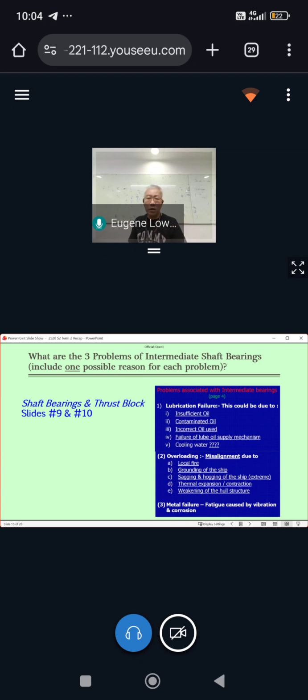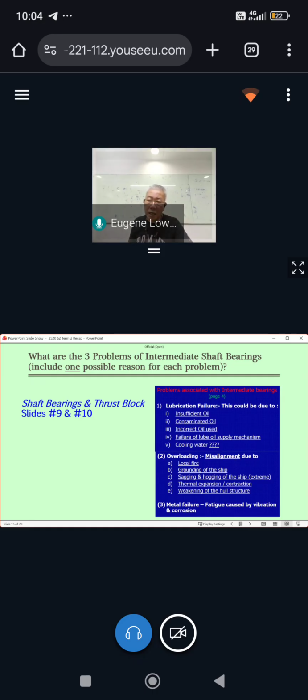Okay, could be a local fire. Local fire means a fire that's near to the intermediate shaft bearing, right? Could be the intermediate shaft itself. Could be grounding of the ship, where something is pressing against the bottom of the ship and making the ship hog, right?